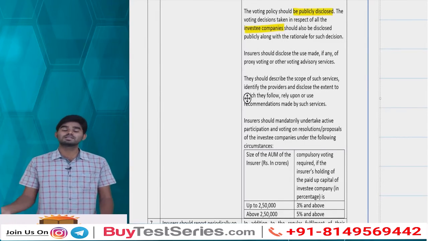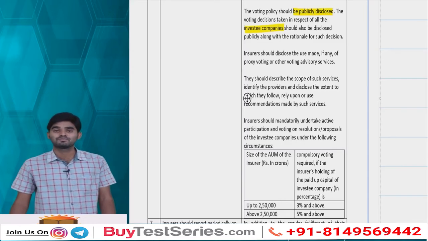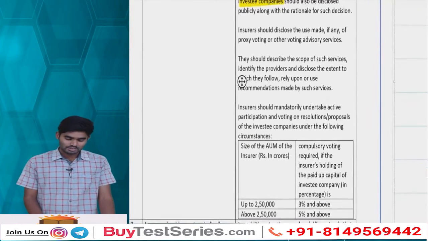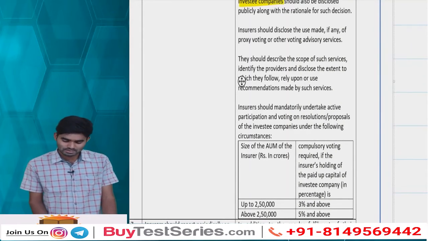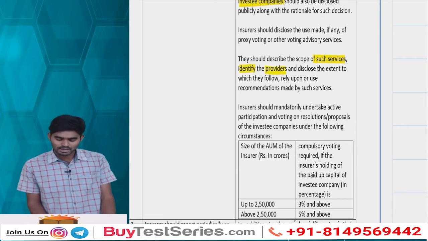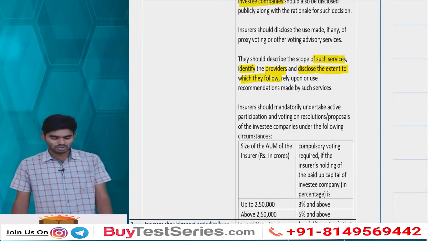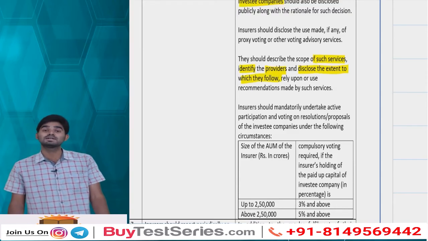So if at all you have taken any advisory services, then you publicly disclose that. They should describe the scope of such services, identify the providers and disclose the extent to which they follow, rely upon or use the recommendations made by such services.